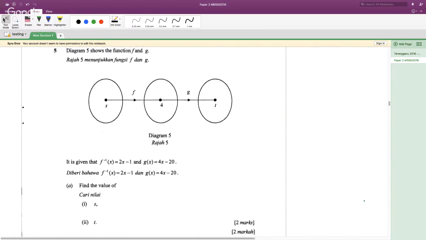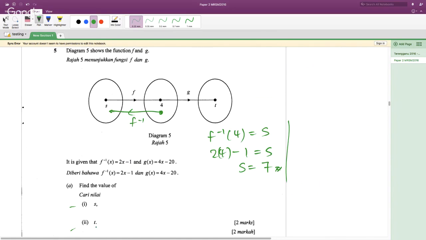Okay, you have a diagram over here, and you have to understand how to use the diagram to answer these 1 mark questions. The first thing I want to find is S. I see S is over here. From here, I do not have fx, I only have F inverse, so I will use F inverse. This is F inverse. Actually it's quite easy if you understand this question. So F inverse of 4, that means here is 4, should equal S. So my F inverse is 2x minus 1: 2 times 4 minus 1 equals S. So S is equal to 7.